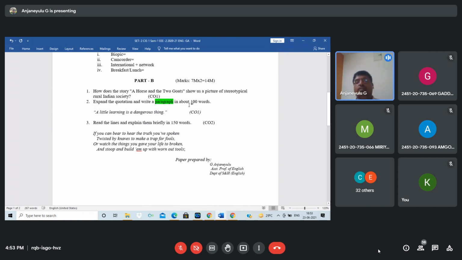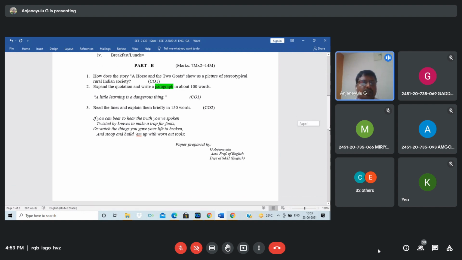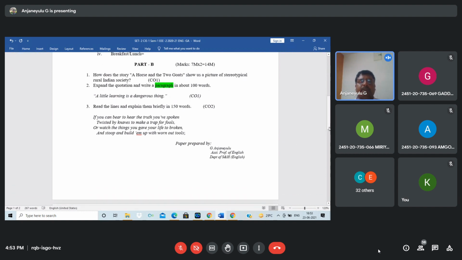In 100 words, related to 2 paragraphs. If you make 1 or 2 paragraphs, they should contain 100 words. This is the second one from the second unit. The third one: read the lines and explain them briefly in 150 words.